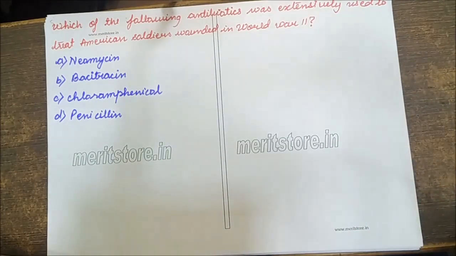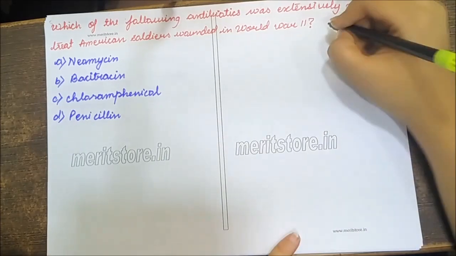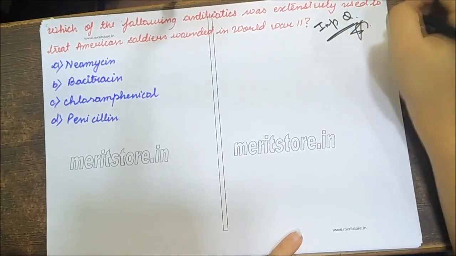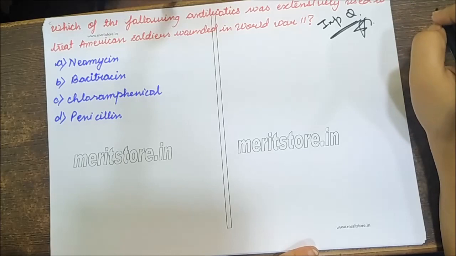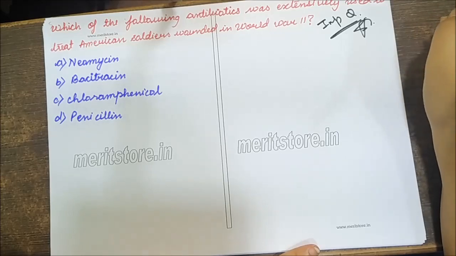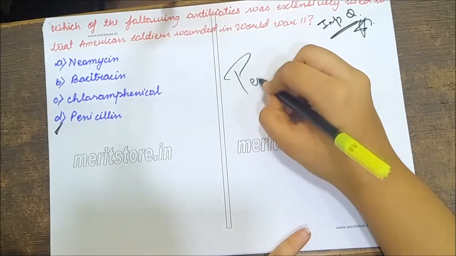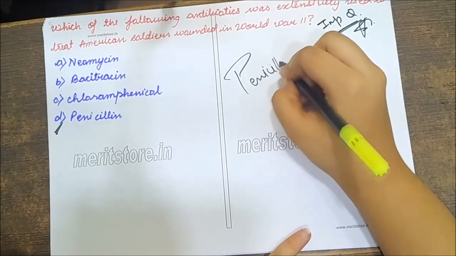And let's move on to the next question. Which of the following antibiotics was extensively used to treat American soldiers wounded in World War II? This is an important question. And the options are as follows: neomycin, bacitracin, chloramphenicol, or penicillin. And the answer for this is penicillin.